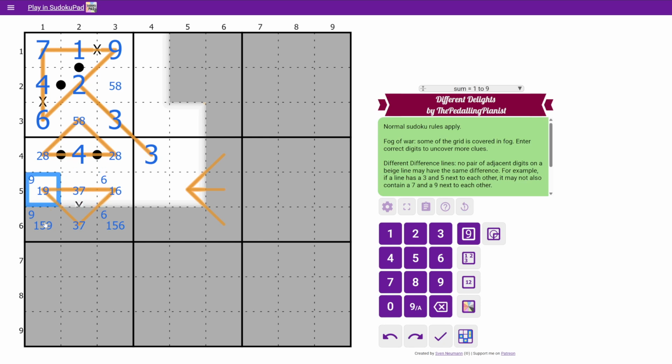Let's do if this was 1 instead. If this was 1, it would be a difference of 2 and 6. And then this would be 6. It would be 3 and 1. Darn. Does not help. If this was 6, it would be a difference of 1 and 3.